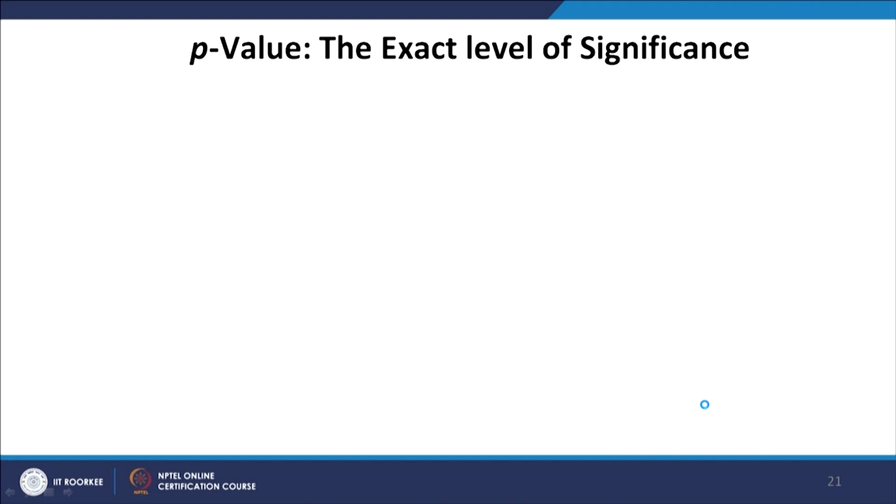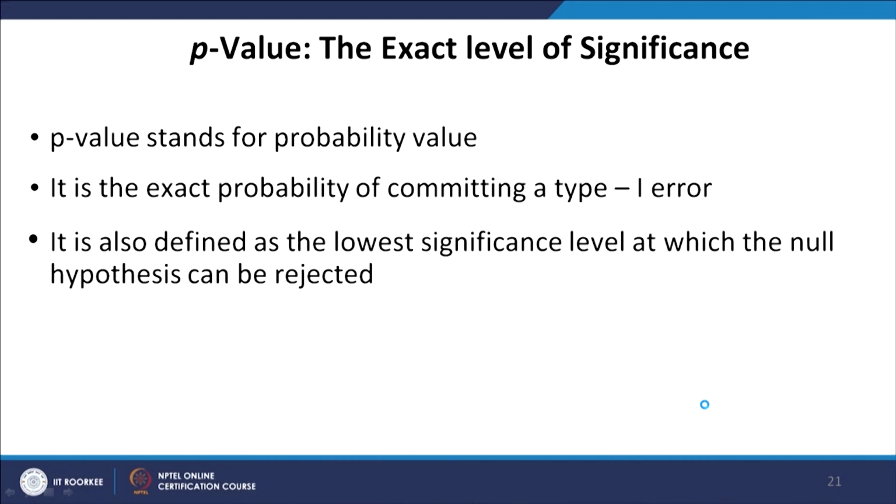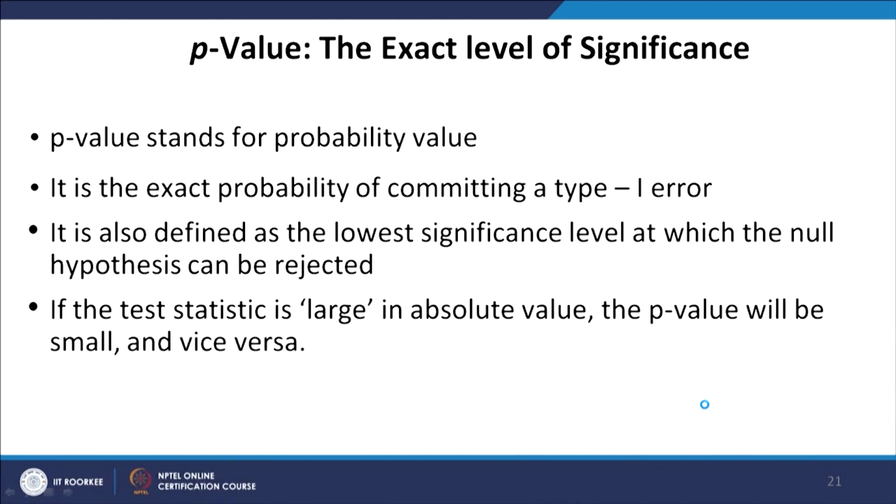Now, we talk about the final thing, that is the p value or the exact level of significance. P value stands for probability value. It is the exact probability of committing a type 1 error, that is the probability of rejecting a correct null hypothesis. It is also defined as the lowest significance level at which the null hypothesis can be rejected. If the test statistic is large in absolute value, the p value will be small and vice versa.